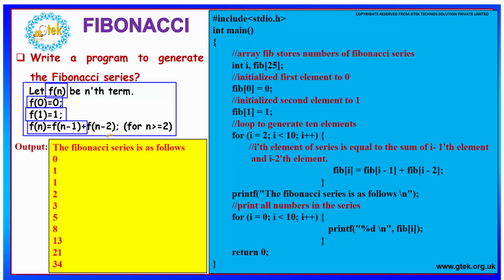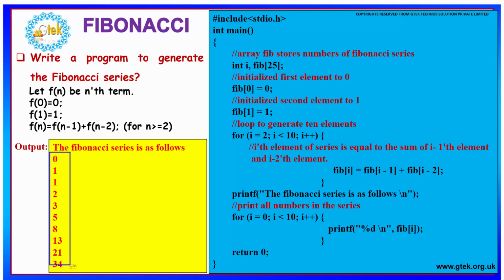That can be done as follows: if our next term is f of n, then we have to add f of n minus 1 and f of n minus 2 to obtain our f of n. So this is the formula to find the next term. And this formula can be applied for every value of n which is greater than or equal to 2. So simply to say, a Fibonacci series is nothing but this.